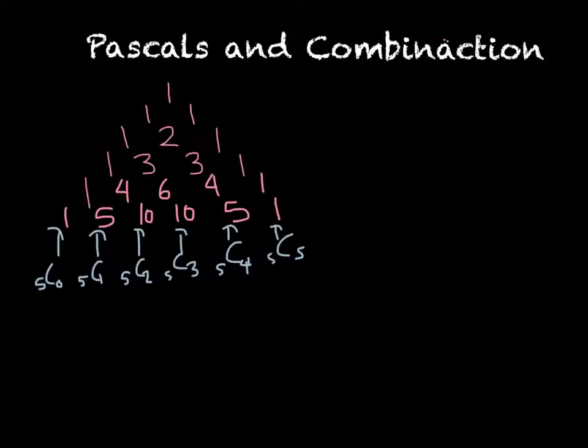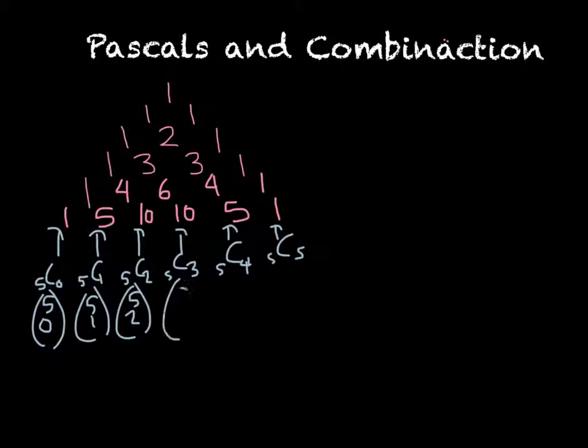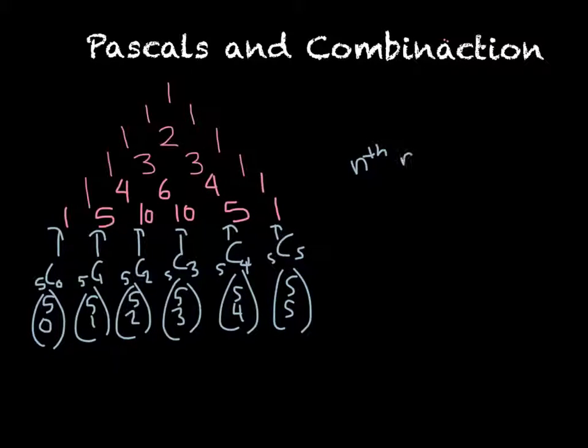Another common way to write this is as a parentheses. So these are the same thing. And in general, the nth row and the mth element of Pascal's triangle is equal to n choose m minus 1.